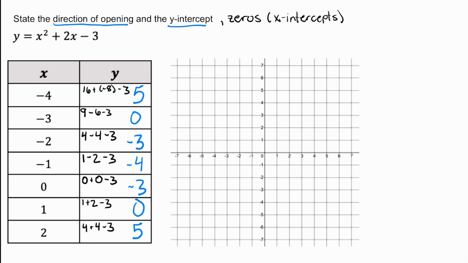Before we even graph this, if we look at our equation, we see that our a value here is positive 1. So we know that the direction of opening is upwards. We'll confirm that when we graph, but that is what we're expecting. If we look at our y-intercept, so where does our y-intercept happen? Remember that the y-intercept happens when x is equal to 0. So looking at our table of numbers, we see that when x is equal to 0, our value is negative 3. So our y-intercept is at negative 3.